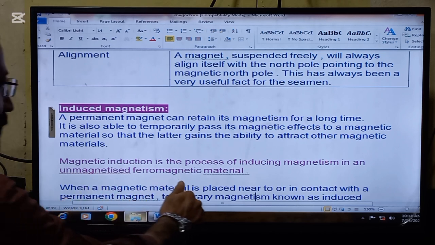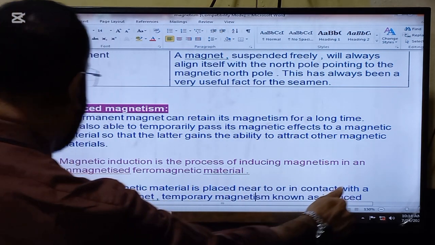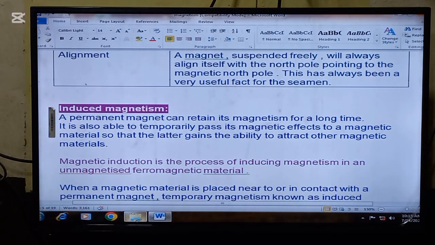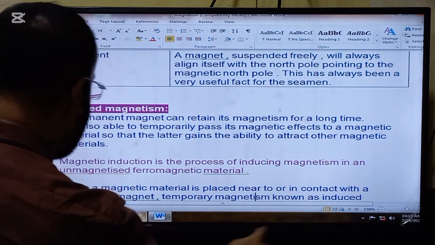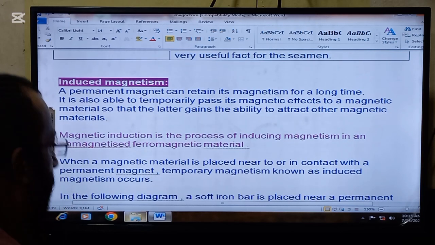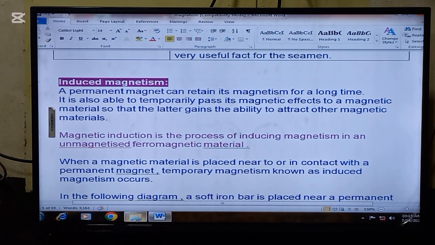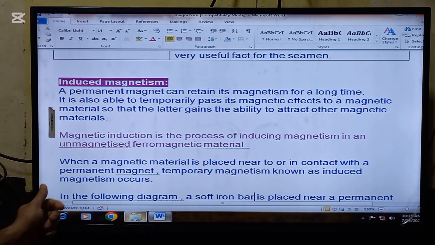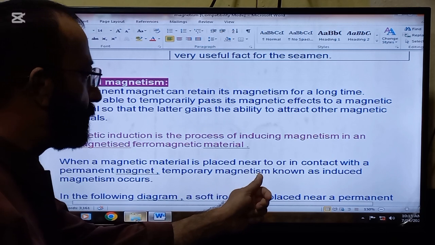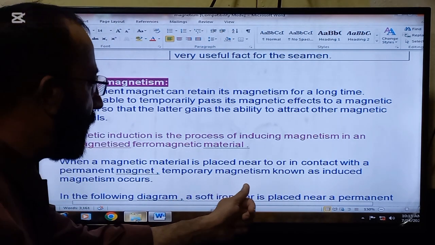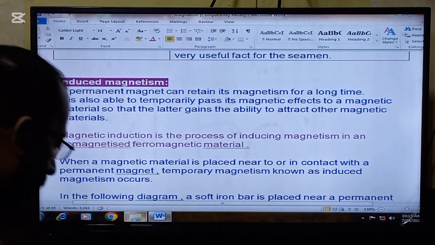Magnetic induction is the process of inducing magnetism in an unmagnetized ferromagnetic material. When a magnetic material is placed near to or in contact with the permanent magnet, temporary magnetism known as induced magnetism occurs. So this is induced magnetism.